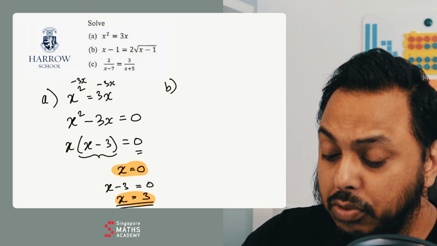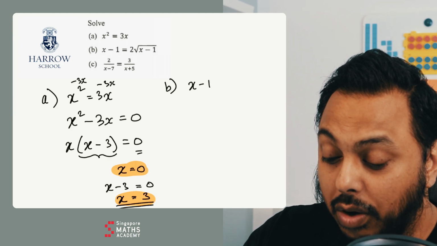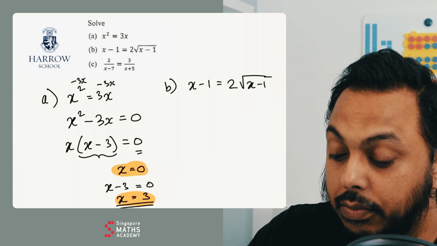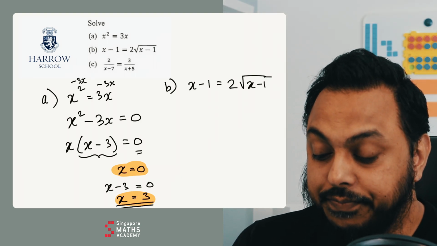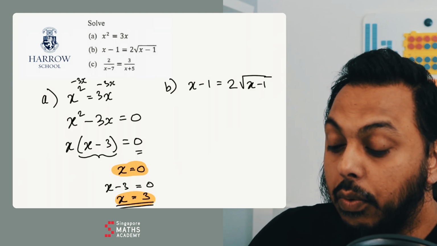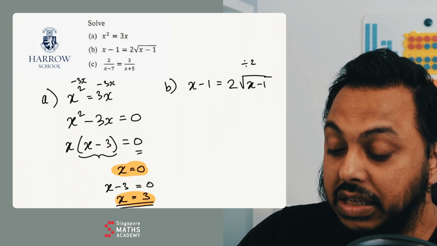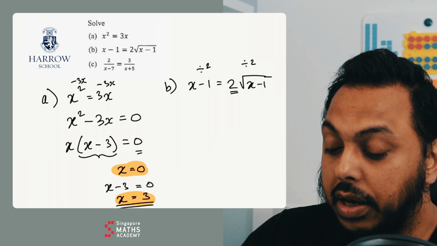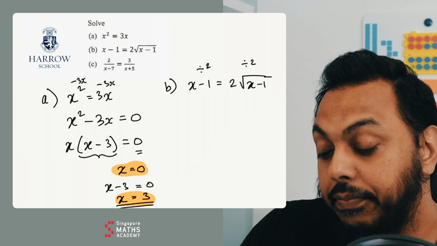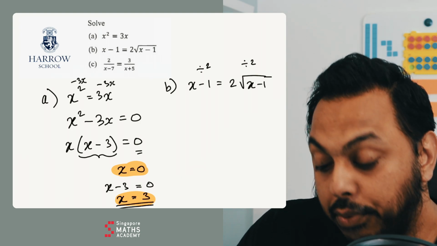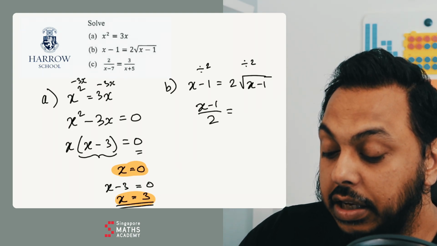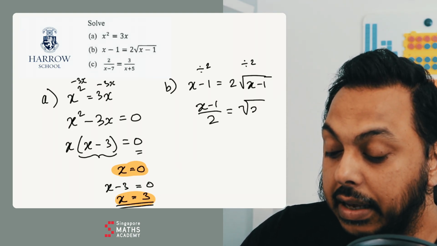Question B. This looks a bit more tricky, right? X take away 1 is equal to 2 times square root of x take away 1. Wow, okay, so a bit more challenging. So what can I do to solve this? Well, I can divide both sides by 2 to get rid of this 2 here, because at the moment it's 2 times whatever is in the square root, or it could be a bracket in some cases. And so I get x take away 1 over 2 is equal to square root of x take away 1.